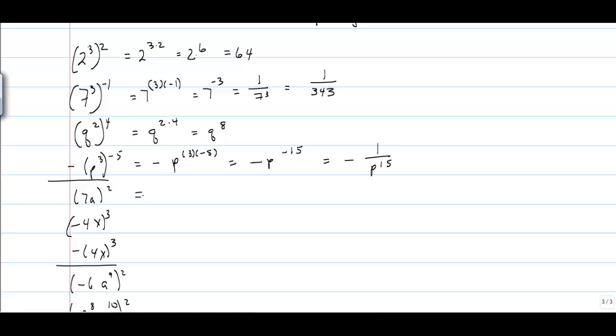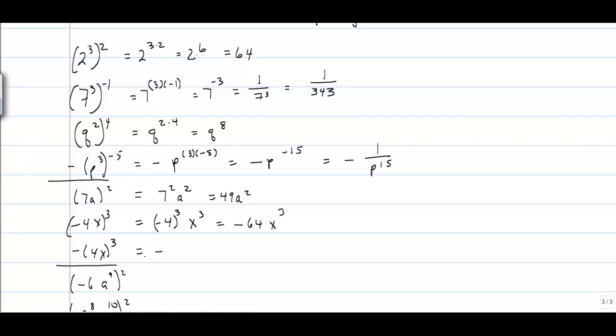For practice 2, this is just 7 squared times a squared, or 49a squared. Watch your parentheses here. That negative sign is inside the parentheses, so I have negative 4 to the 3rd power times x cubed, or negative 64x to the 3rd power. Remember, if I have an odd exponent and I'm raising a negative number, I end up with a negative number.